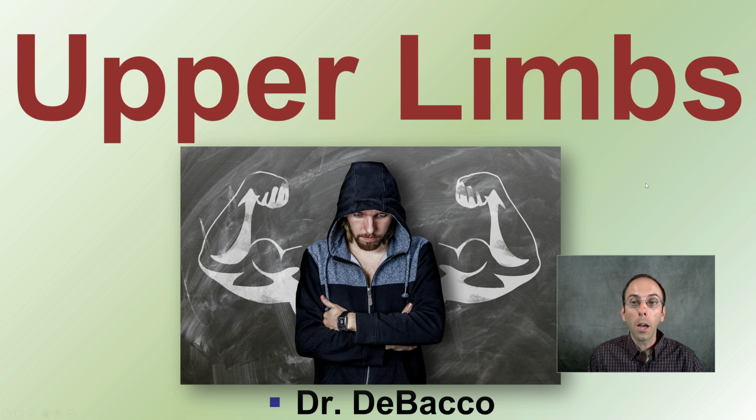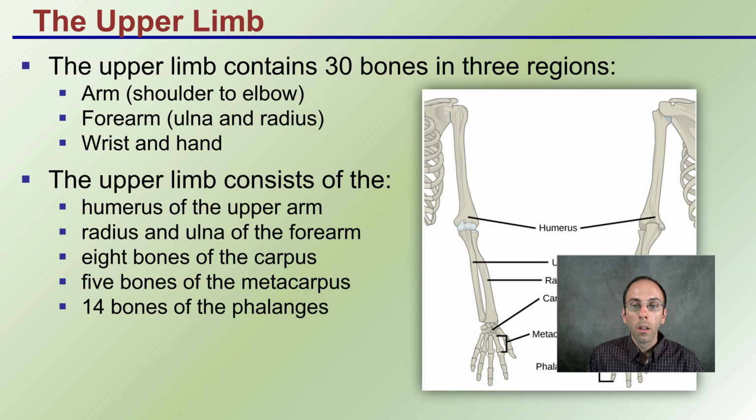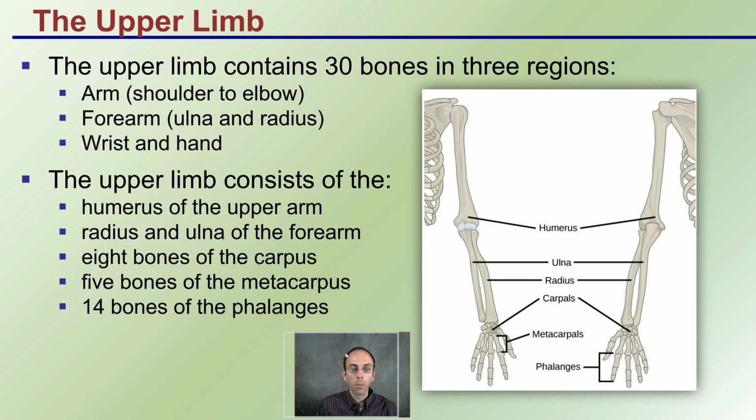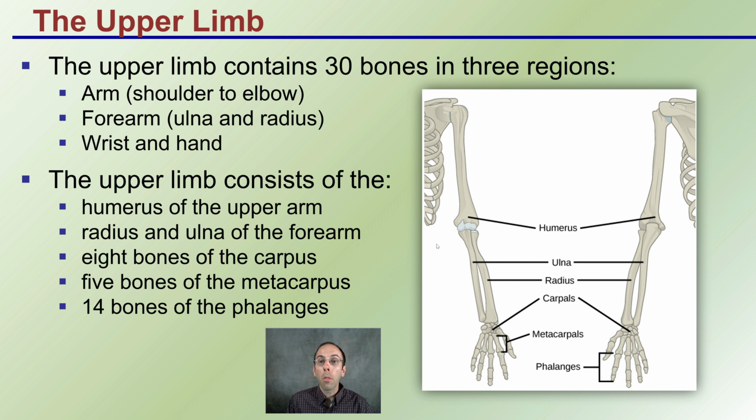Okay, here we're going to be looking at the upper limbs of the body and to provide you some information and some comparisons between those bones in particular. So first off, the upper limb region, what does it consist of? Well, it consists of about 30 bones in 3 regions: your arm or shoulder to elbow, your forearm, your ulna and your radius, and your wrist and your hand.